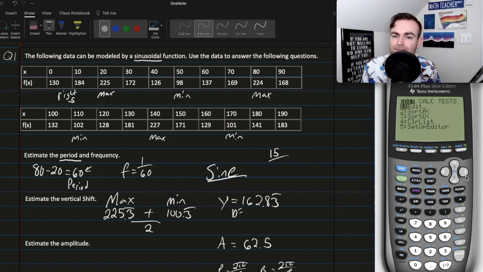So we're going to hit stat, calc, and then we're going to go to sine reg, one of our last ones here. So sine reg, and we're going to hit enter. And this screen has a little bit more weirdness going on than what we're used to.